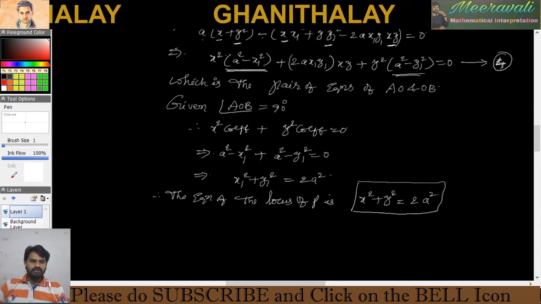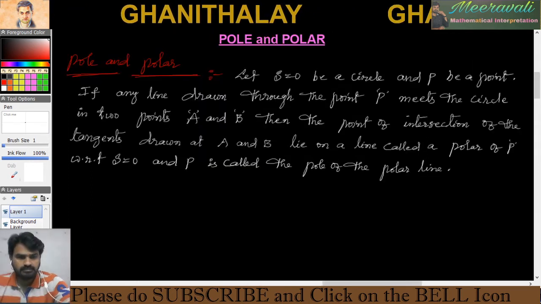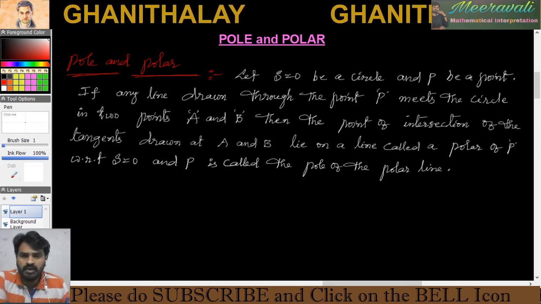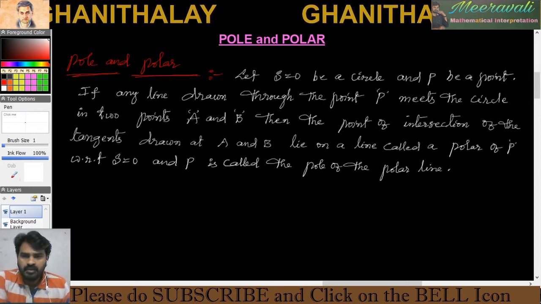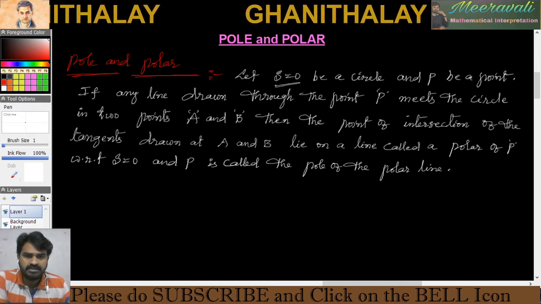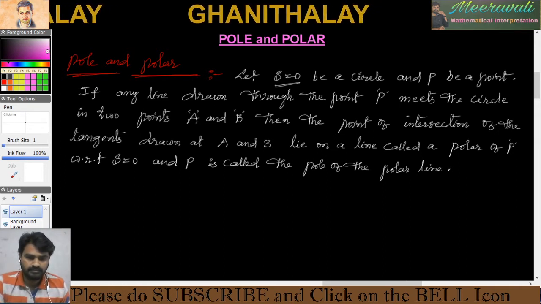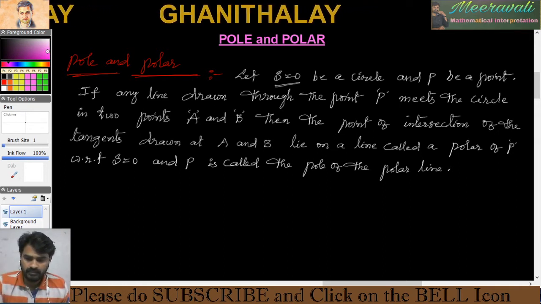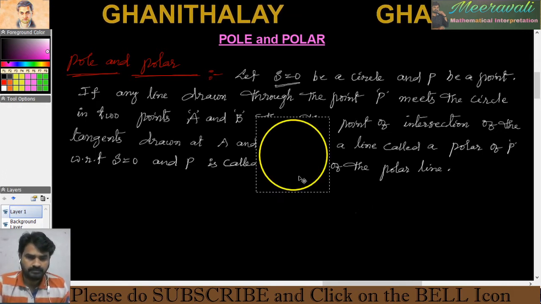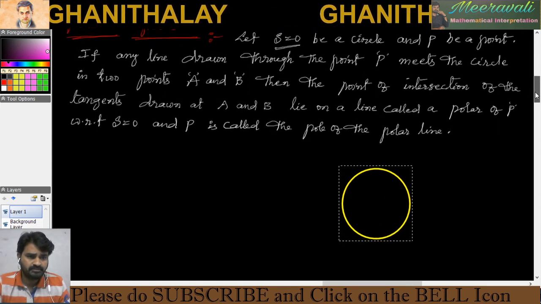Now we are going to discuss pole and polar. Look at here. Now we are in pole and polar. So what is the pole and what is the polar here? First we have to take a circle S is equal to 0. This is the circle S is equal to 0 I have taken.